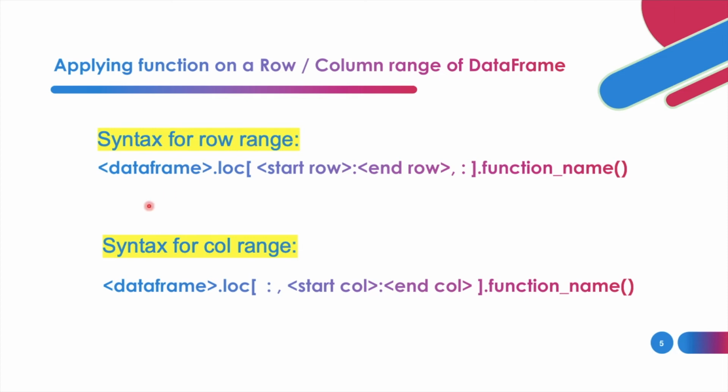And if we need to apply the function in the column range, we need to follow this particular syntax. That is, we pass the first parameter as blank and we keep the second parameter, that is the column range. I hope the syntax is clear. Let us understand this better with an example.